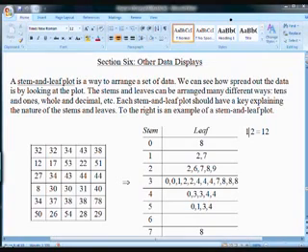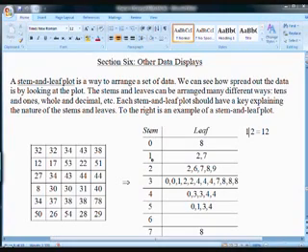Section 6, Other Display Data. Again, we're still on Chapter 4. First off, we're going to talk about a stem and leaf plot. Stem and leaf plots are very easy, not hard to construct. A stem and leaf plot is a way to arrange a set of data. We can see how spread out the data is by looking at the plot. The stems and leaves can be arranged many different ways.